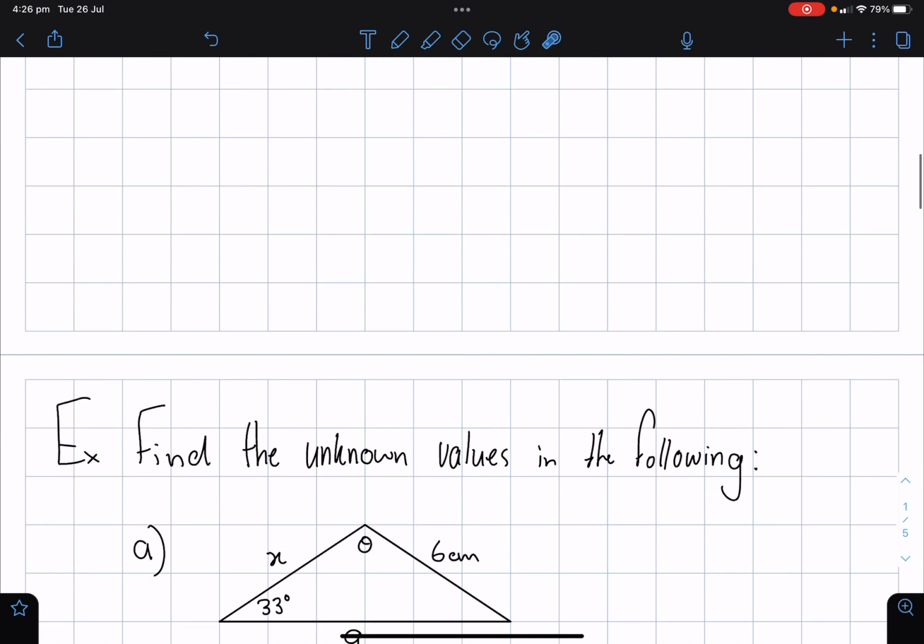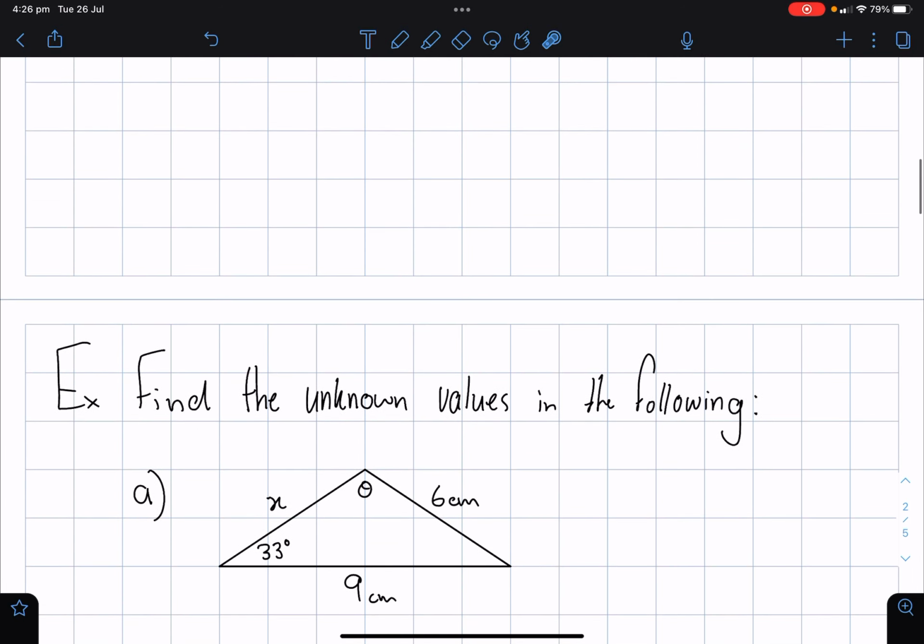All right, let's have a look at some examples. Find the unknown values in the following. We have an unknown x and an unknown theta as well. So we need to identify two pairs of numbers with information. Straight away we've got 6 and 33. There's one pair. Now x, we don't know anything about this angle here, so we can't actually find x. But we have a theta. It might be unknown, but we have some information there. And we also have this 9. So they're the two pairs I'm going to use.